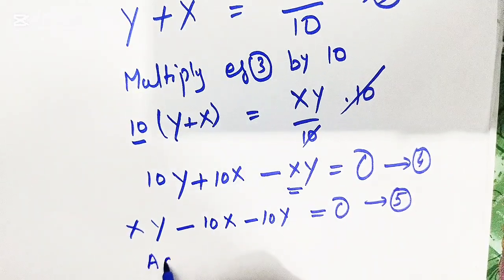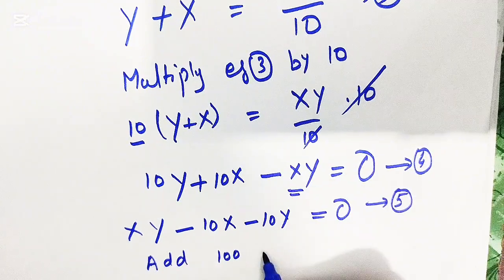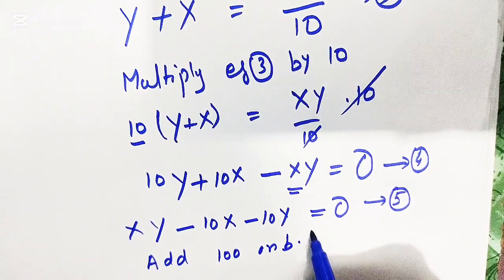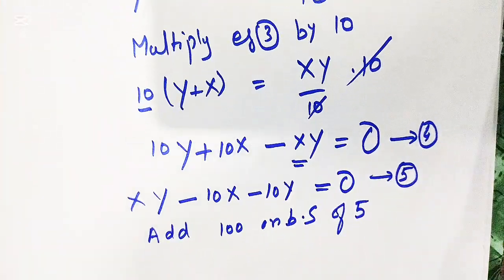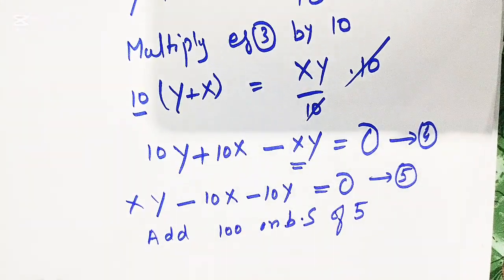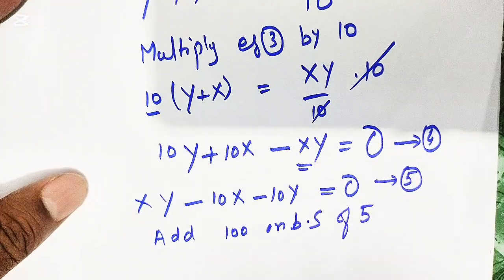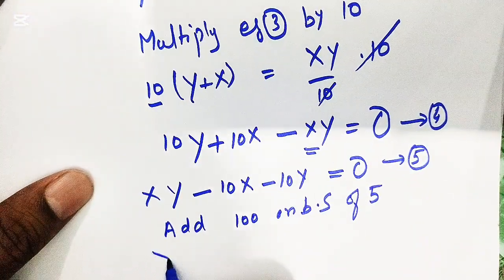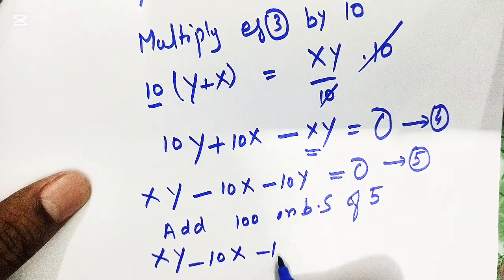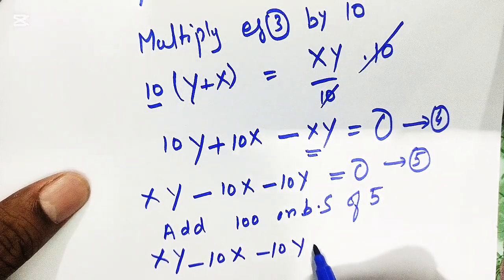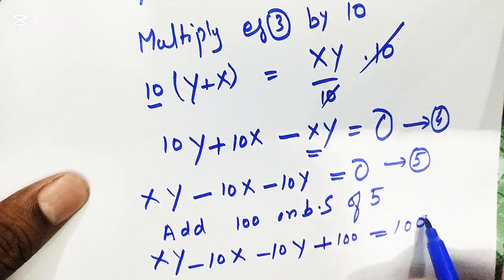Now I will add 100 on both sides of equation 5. The next equation becomes xy minus 10x minus 10y plus 100 is equal to 100.